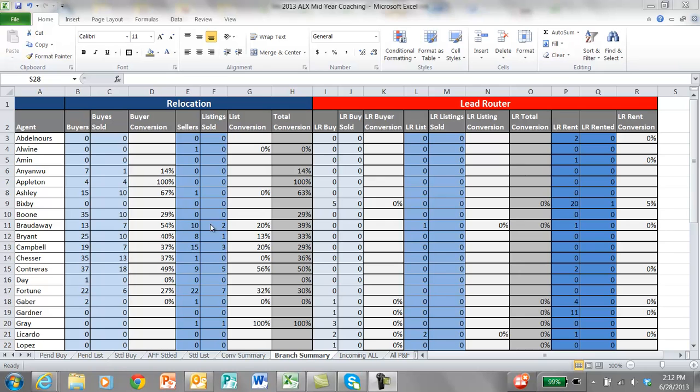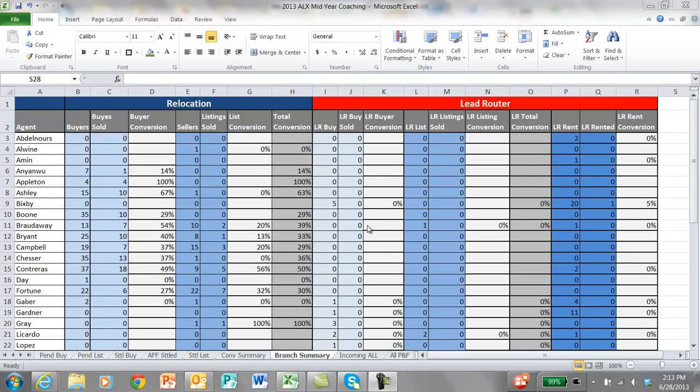For instance, Jesse Broadway has a 54% buyer conversion rate, obviously a very good person to sign buyers to. He has a 20% listing conversion rate, something you want to investigate, and a 39% overall. In terms of the lead router business, he took one lead router listing which did not convert. He's also worked with a renter which did not convert. So we have all of the business.